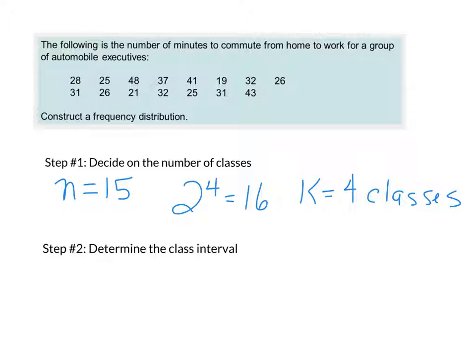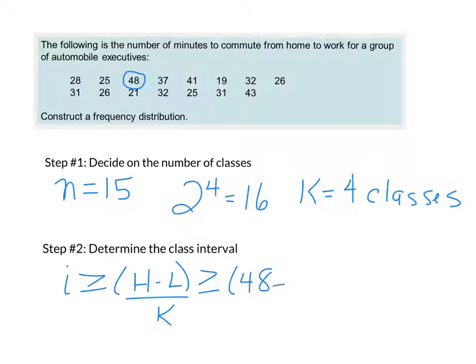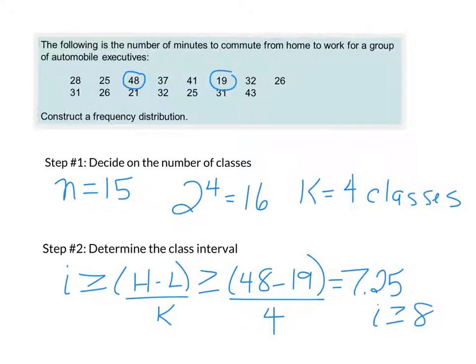Now in step number 2, to determine the class interval, the class interval I is greater than or equal to the highest minus the lowest divided by k. And my highest value, if I look up here in my data, is 48, and my lowest value is 19. So I'm going to subtract those and divide by 4 for my number of classes, which gives me a value of 7.25, which means I'm going to start at a class interval of 8.